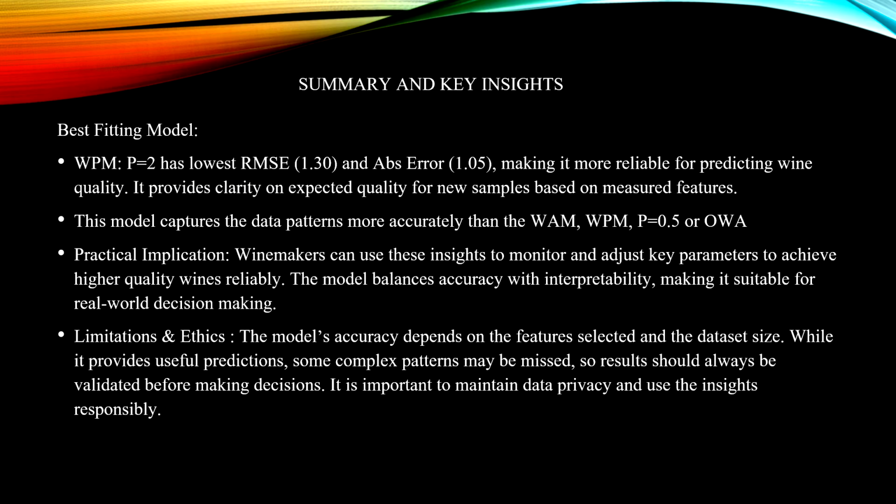Summary and the key insights. Best fitting model: WPM with the probability of 2 shows a best fitting model as it has the lowest RMSE value about 1.30 and absolute error which was about the value 1.05, making it more reliable for predicting the wine quality. This model captures the data patterns more accurately than the previously used models which were WAM, WPM with the probability of 0.5, and the OWA.